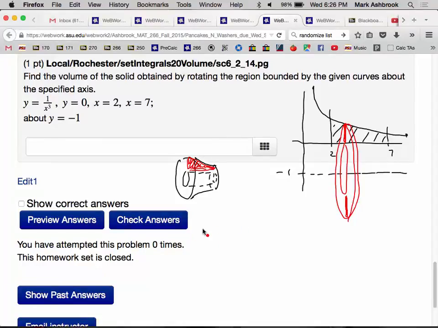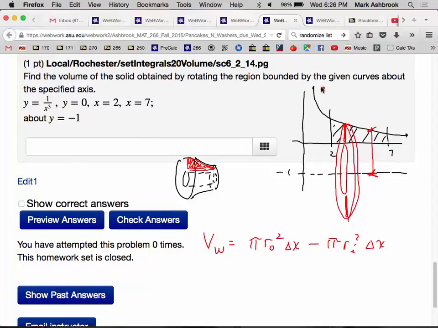So the volume of the washer will be pi r outer squared delta x minus pi r inner squared delta x. So this is the whole thing, the whole pancake, and then minus the little pancake where the hole is. And so what's the outer radius? The outer radius is from here to here.